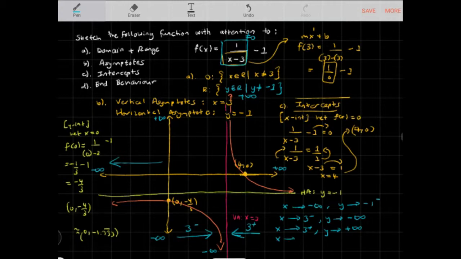And as x approaches positive infinity, as I go this way to the right of the x values, you can see that the graph approaches the horizontal asymptote. y is approaching negative 1, but this time from above, so we write negative 1 plus. And yeah, that's our sketch for our reciprocal function.